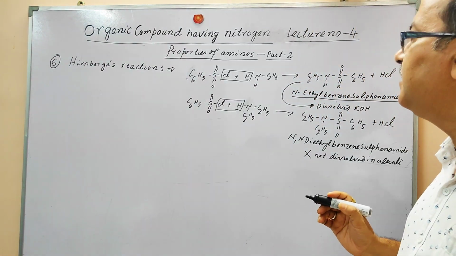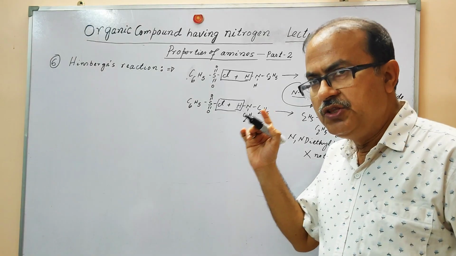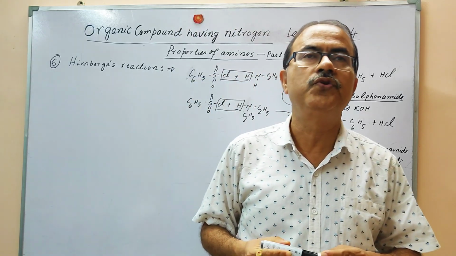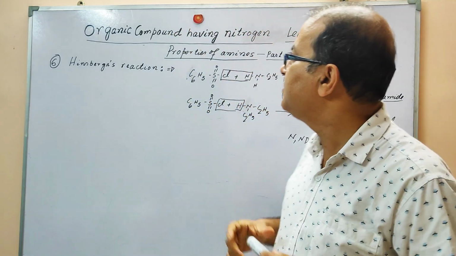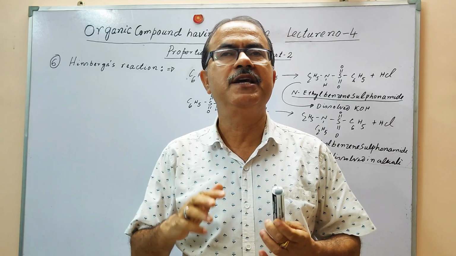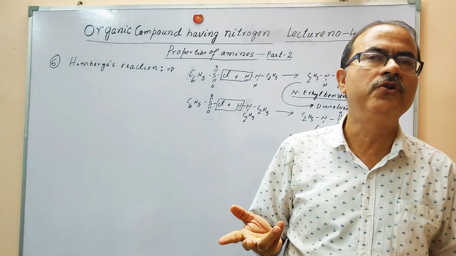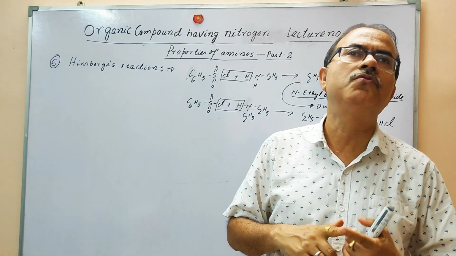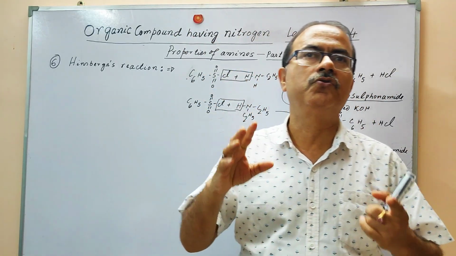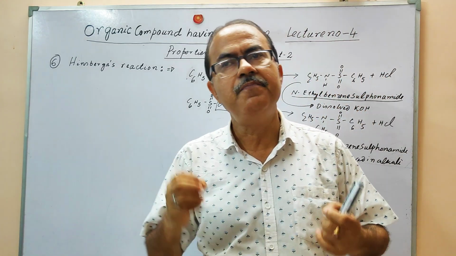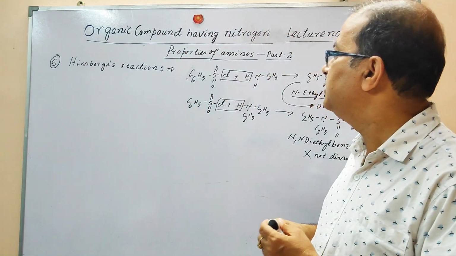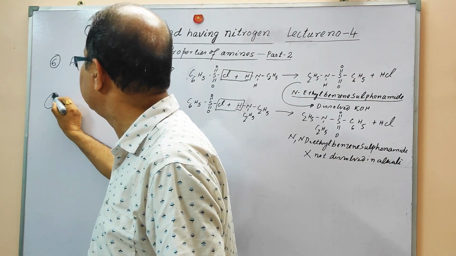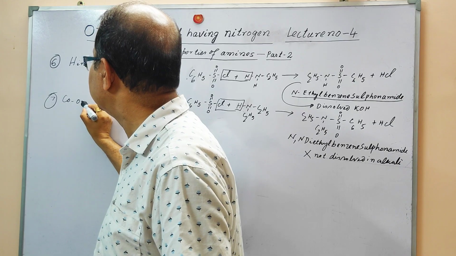Another thing is that the 3 degree amine does not have any hydrogen, so it will not take part in this reaction. So we understand the Hinsberg reaction. It is basically the reaction of benzene sulfonyl chloride with the 1 degree or 2 degree amine, but this reaction is not undergone by the 3 degree amine. So this is the 6th reaction we have discussed. Now we will discuss the 7th reaction, that is coordination compound.